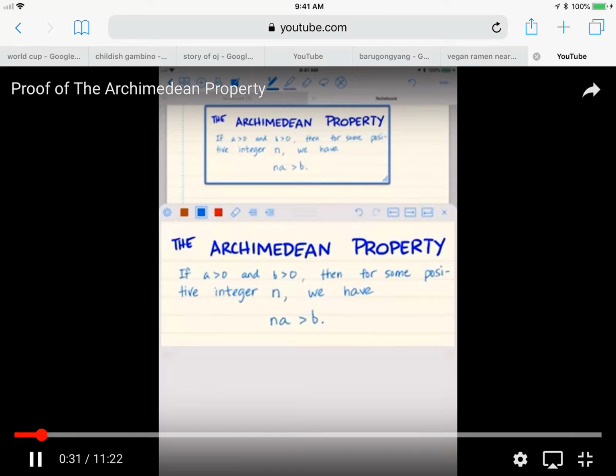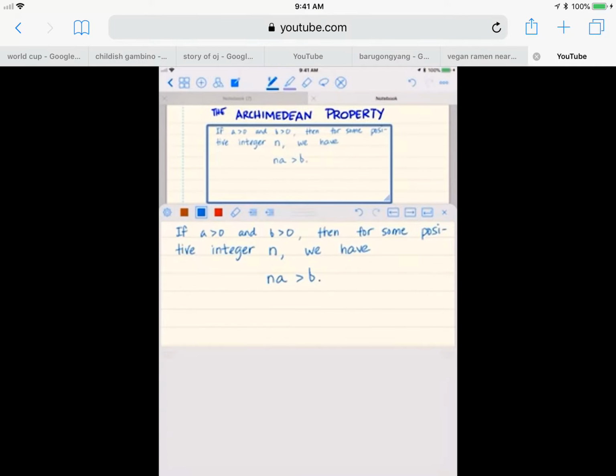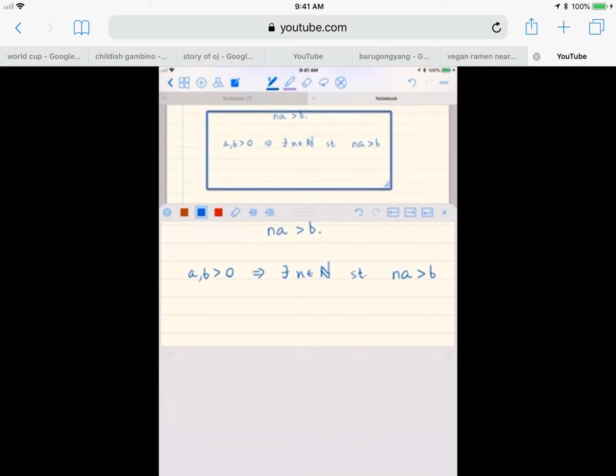Okay. So we are proving, this is a proof of the Archimedean property, and here's a statement of it. If you have two positive numbers, a and b, then for some positive integer n, we have n times a is bigger than b. Okay? So a and b bigger than 0 implies there exists a positive integer n such that n times a is greater than b.